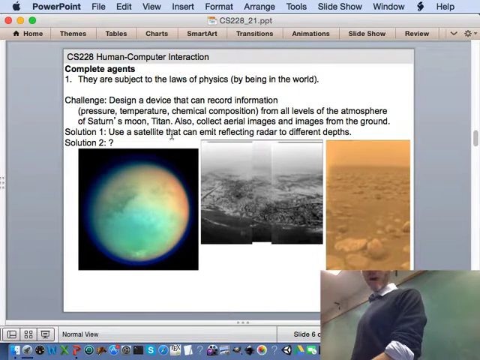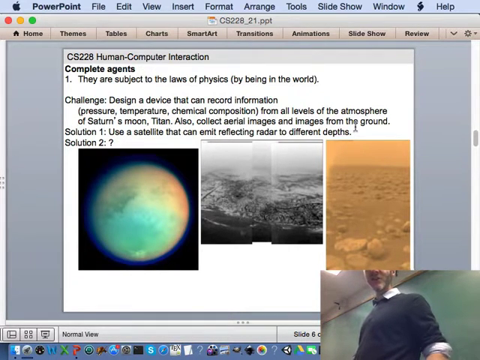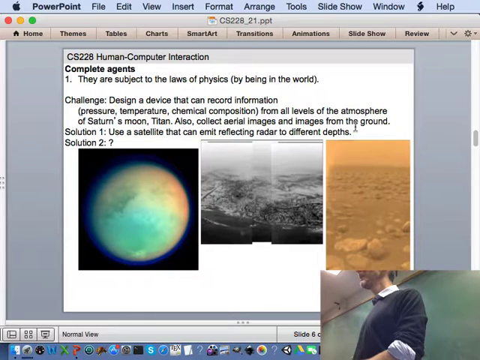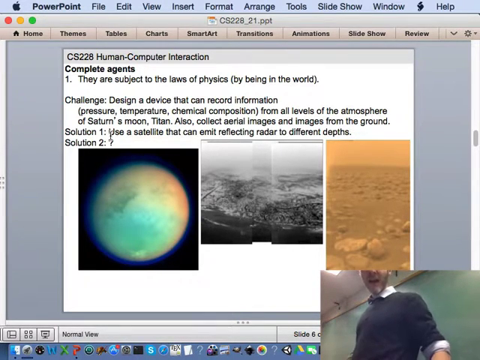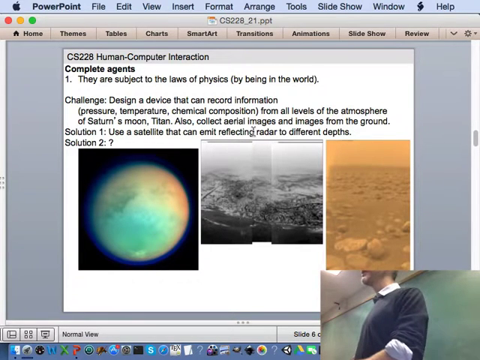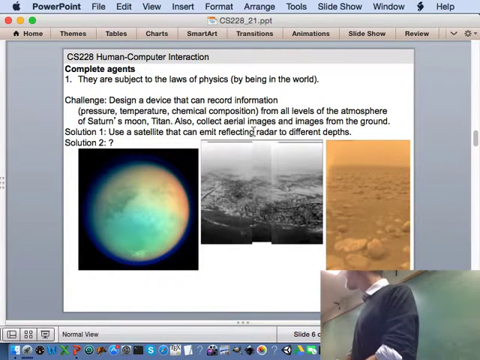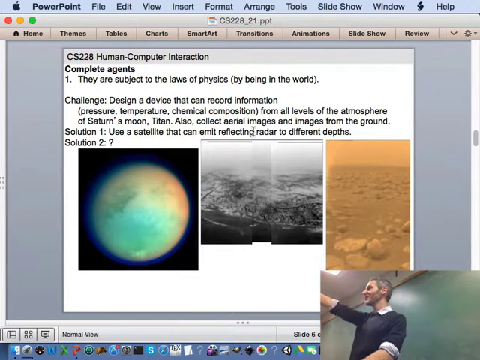There's different ways we could do this. We also want to try and collect photographs and images from the ground. So we're working for NASA here to develop a solution to get this information for them. One solution would be to put a satellite in orbit around Titan and do some very, very fancy things with radar and other sensors that are able to ping to certain levels of the atmosphere and sense the return signal. We could do that. We're now talking about a very, very sophisticated device.